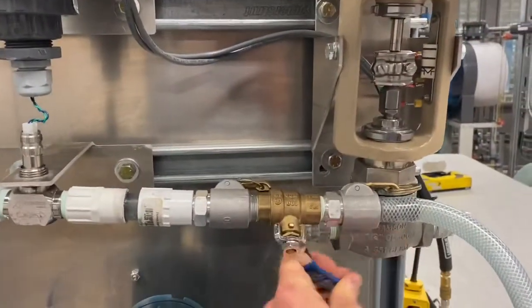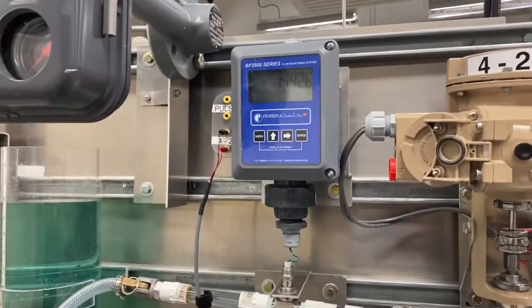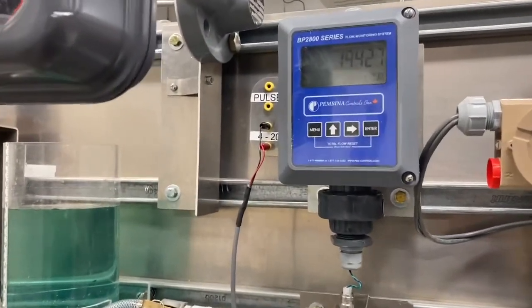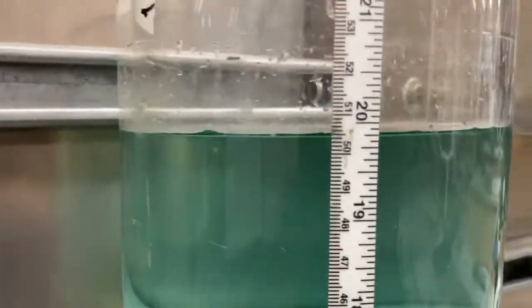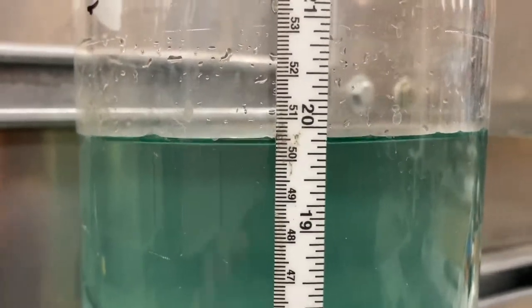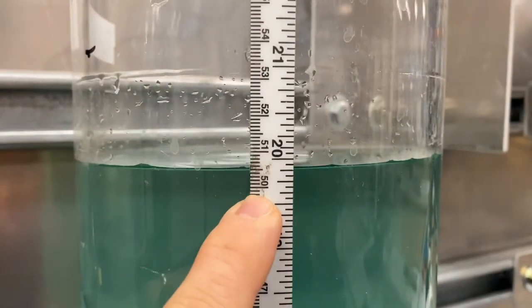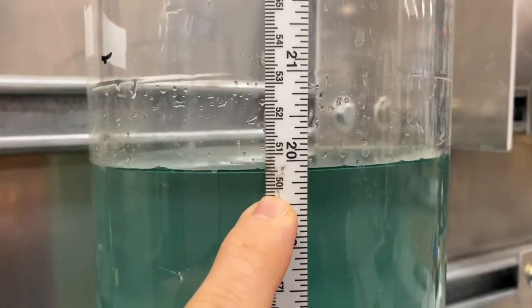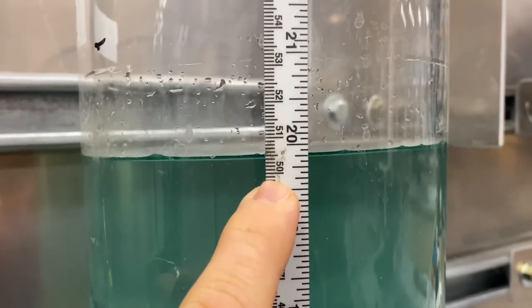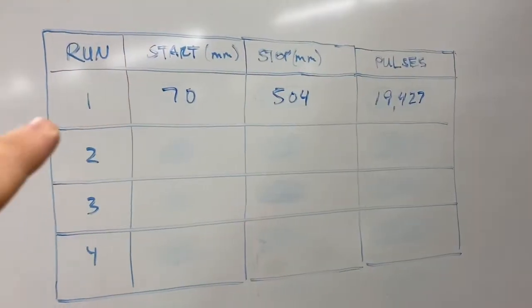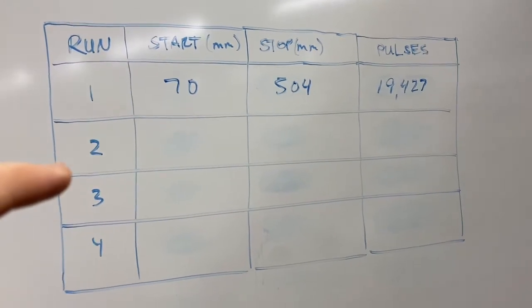All right, shut that quick, and there, 19,427. And our level came up to, this is 50 centimeters or 500 millimeters, so we're about 504 millimeters. So right. All right, so we've got our first run completed here. I'm gonna go ahead and complete the other 3.